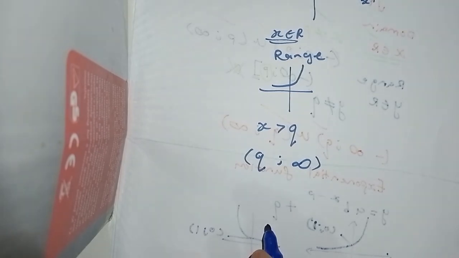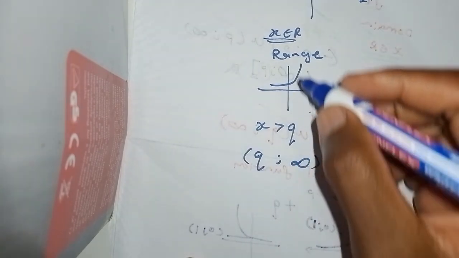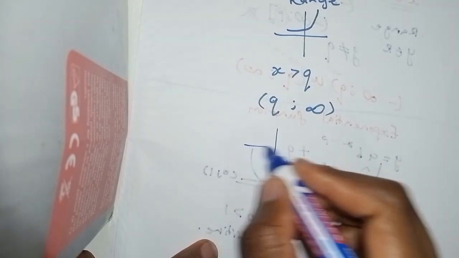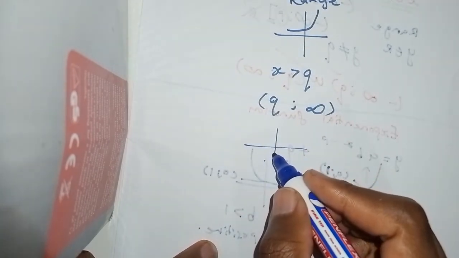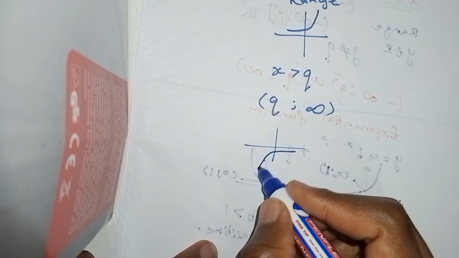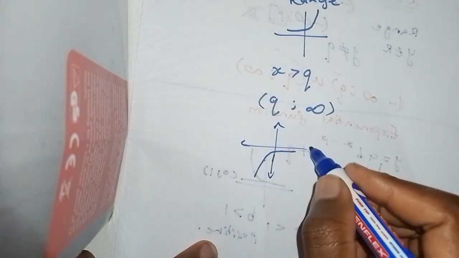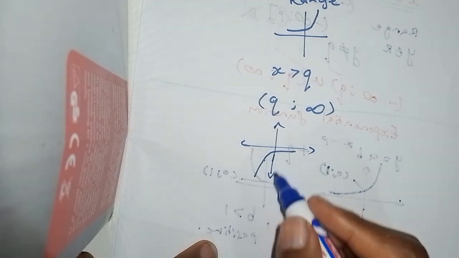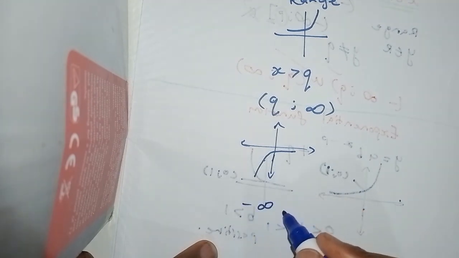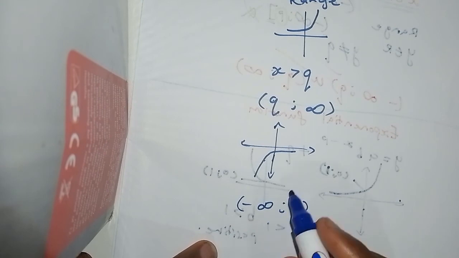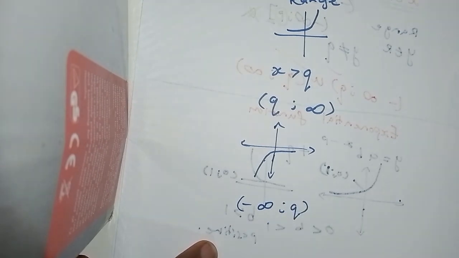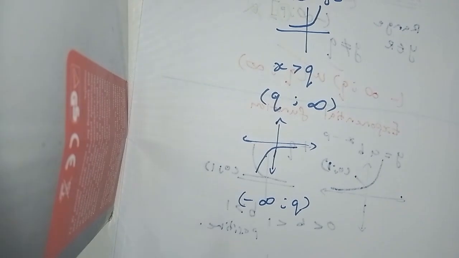For a negative graph, you can say this is for a positive graph. For a graph like this, can I draw it like this? A graph like that. For a graph like that, it is from negative infinity up to q, right? From negative infinity up to q, that is my range, right? For a graph like that.